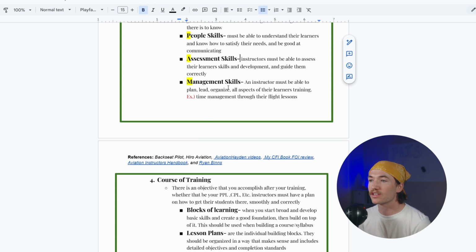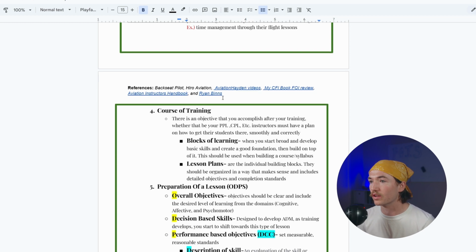And then M is going to be management skills. An instructor must be able to plan, lead, and organize all aspects of their learners' training. So for example, time management. If you're flying at a regular flight school, you might have 2 to 3 hour blocks, and you have to be the one that goes and teaches steep turns, lazy eights, chandelles, slow flight, all of these things that you're trying to fit into that time block before getting back to the beginning of the next lesson. So management skills can obviously play a huge role in that.